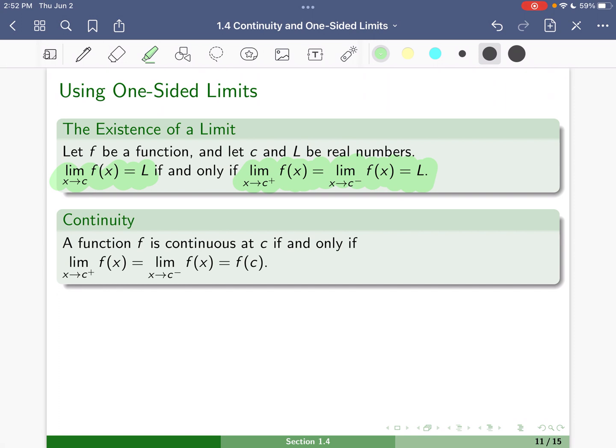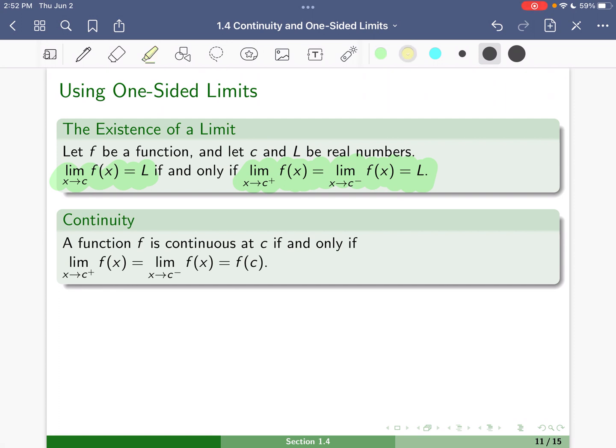So when we found limits previously and we said that the limit exists, really what we were doing is looking at what is true from both sides of that graph. So we approach from both the left and right. Now we can formalize that a little bit more and say the right-hand limit needs to be equal to the left-hand limit.